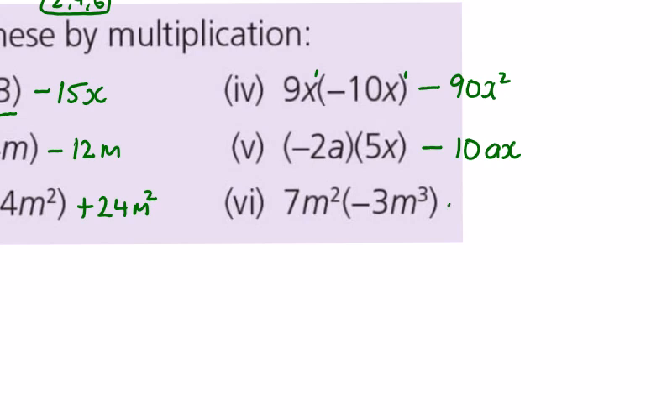Number 6, we have 1 minus, so the answer is a minus. 7 by 3 is 21. And m to the power of 2 by m to the power of 3 is m to the power of 5.